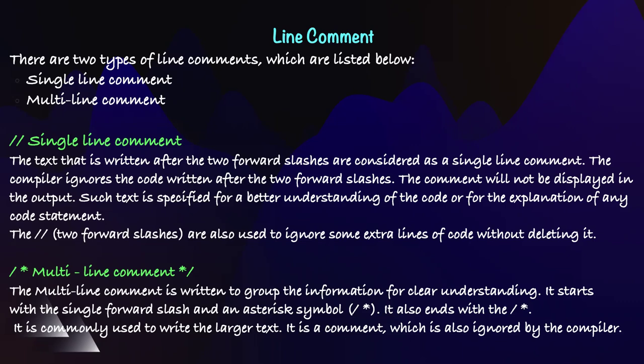Then next, let us come to the multi-line comment. In the multi-line comment, you can see how it is done. I have specifically highlighted it for you. You can see the forward slash, then the star, and something written in between. That is in this case the multi-line comment, and then again the star and forward slash. This is how it is written. The multi-line comment is written to group the information for clear understanding. It starts with a forward slash and an asterisk symbol. It also ends with an asterisk and forward slash symbol in the reverse manner.